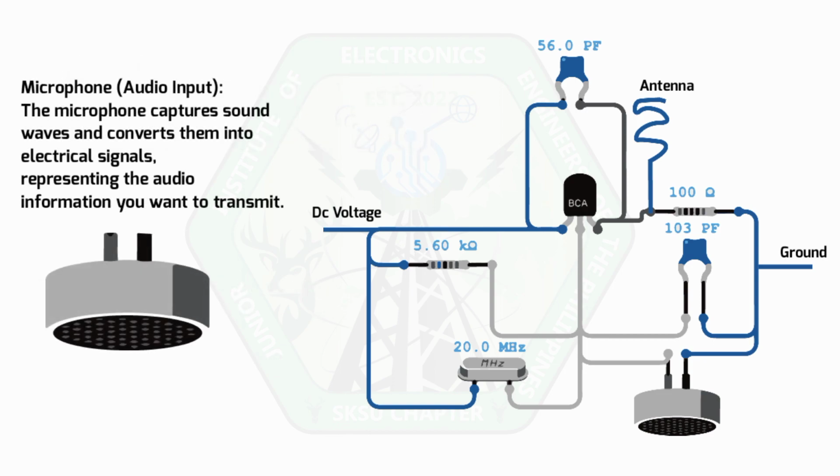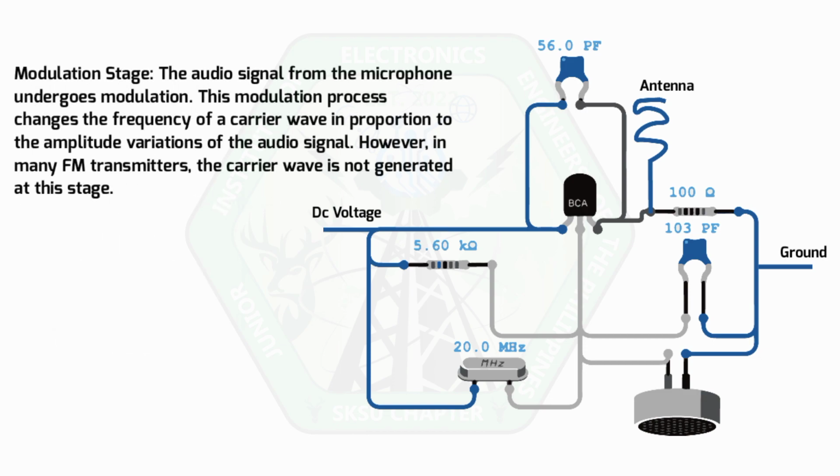A microphone, an audio input. The microphone captures sound waves and converts them into electrical signals, representing the audio information you want to transmit. Modulation stage. The audio signal from the microphone undergoes modulation. This modulation process changes the frequency of the carrier waves in proportion to the amplitude variation of the audio signal.